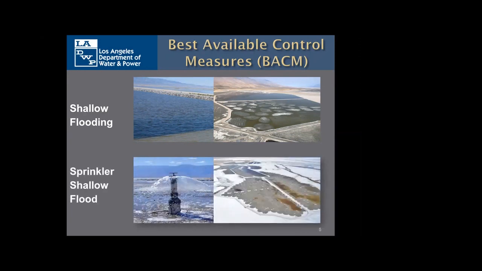A variation of shallow flood is sprinkler shallow flood. We started using sprinklers. And as you can see here, this is a saturated soil. But from a compliance standpoint, this probably would not pass because only the standing water would achieve performance compliance. The moist soil would not. So I'm talking in descending order from water demand.